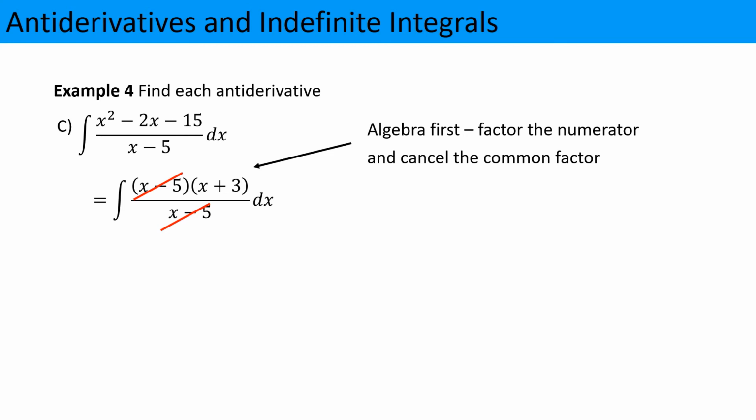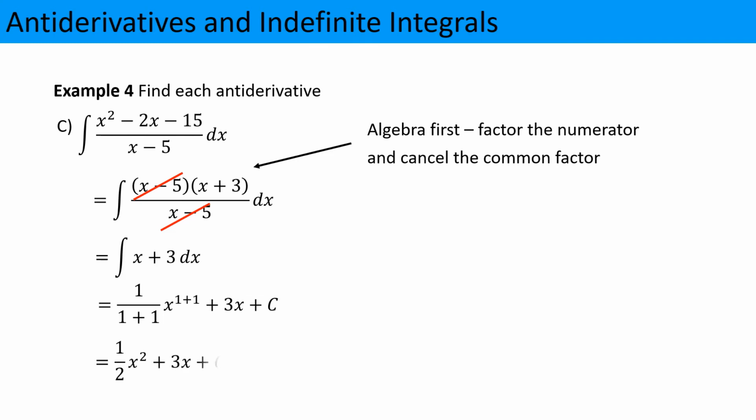Now let's write this integral again. And we get the integral of x plus 3 dx. Now we can integrate, and that'll give us 1 over 1 plus 1, because x's power is understood to be 1, times x to the power of 1 plus 1 plus 3 times, and the integral of a constant is just that constant times x, and don't forget the plus c. Let's do the last bit of arithmetic and we'll get 1/2 x squared plus 3x plus c.